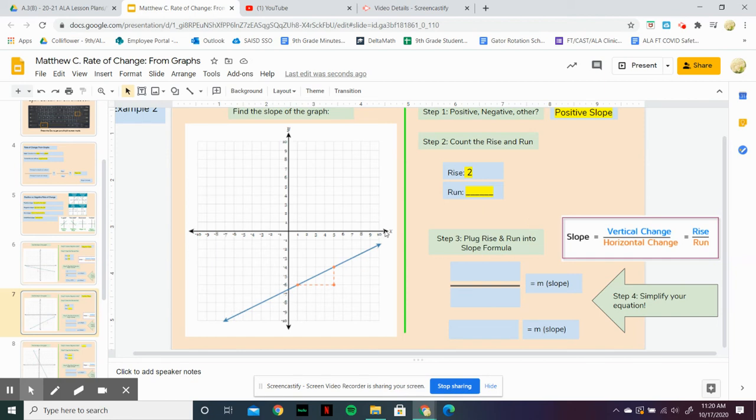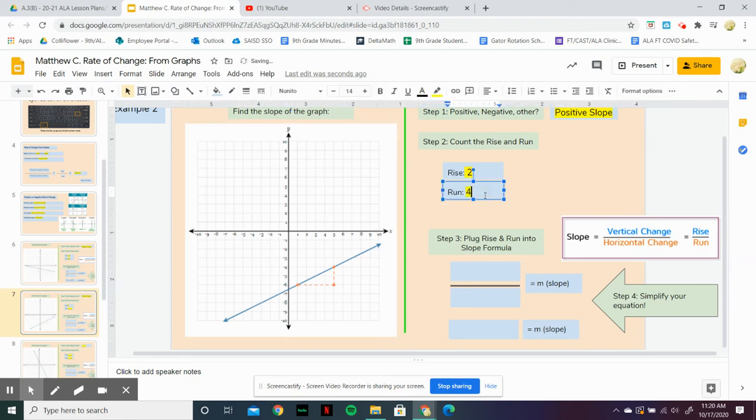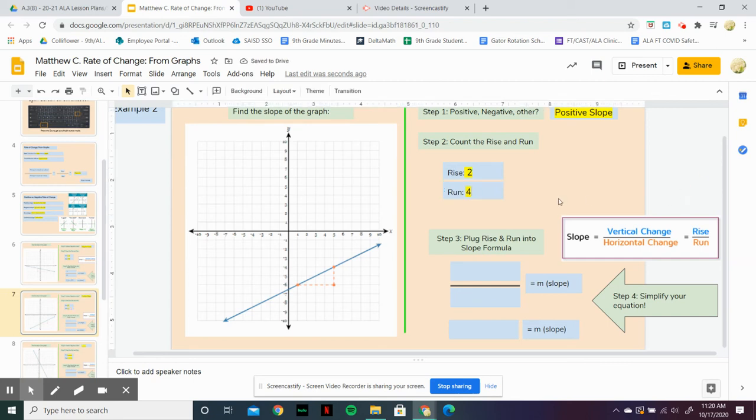And now I'm going to count the run. So I'm going to start from here to here, and that goes 1, 2, 3, 4. So my change in the x values would be a run of 4.